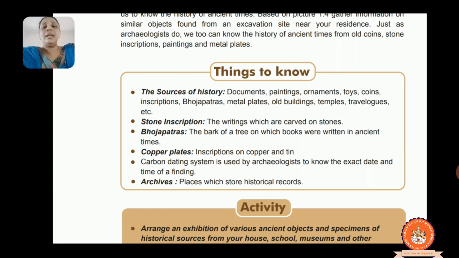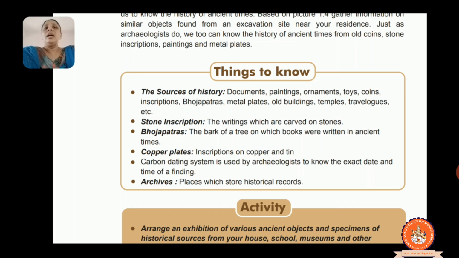I will explain one by one in many steps, so you can listen carefully. First, I told you about the sources of history, so you can understand what sources of history means. Lots of things combine: documents, paintings, ornaments, coins, toys, inscriptions, bhojpatra, tadpatra, metal plates, old buildings, temples, forts, stepwells. Lots of things that give information are called the sources of history.